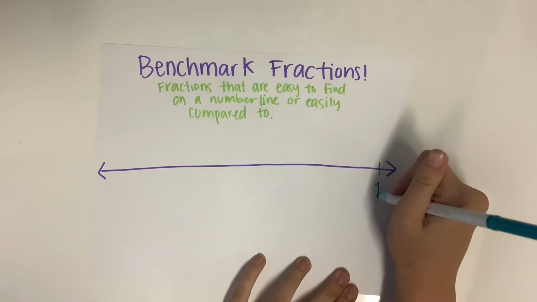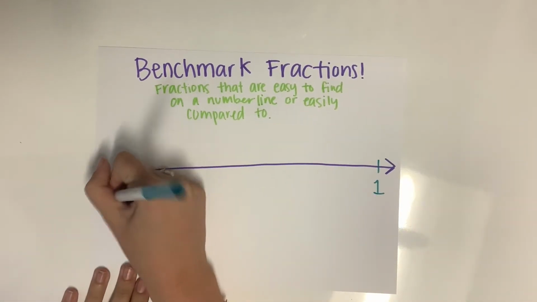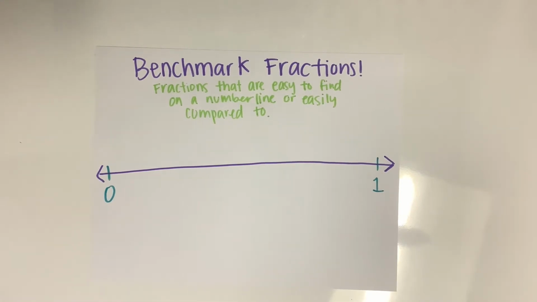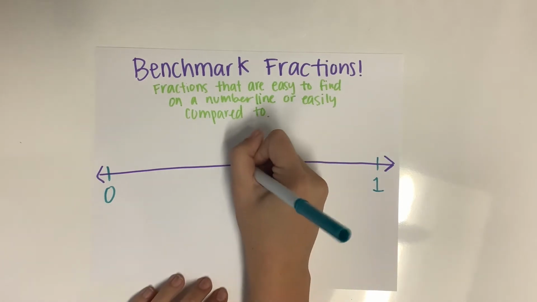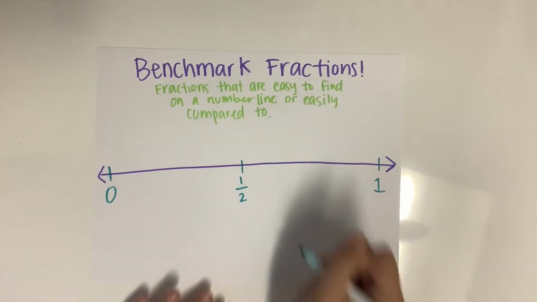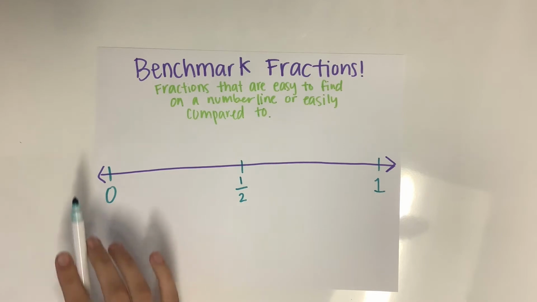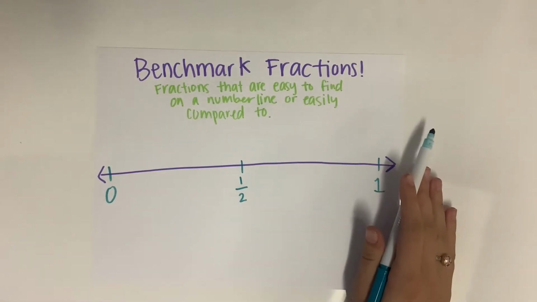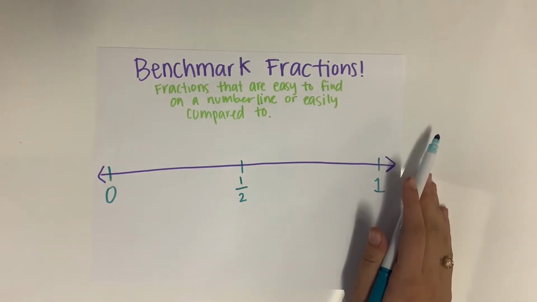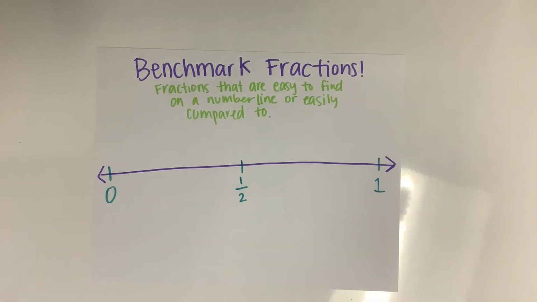If this is 1 and this is 0, what do you think is the easiest fraction to identify on this number line? Hopefully you said 1/2. 1/2 is always going to be halfway from one whole to another. So if you have 6 pieces to make a whole, then 3/6 is halfway to those 6 pieces. Or if you have 4 pieces to make a whole, then 2 would be half of 4. So 2 pieces would be halfway to that 4/4.